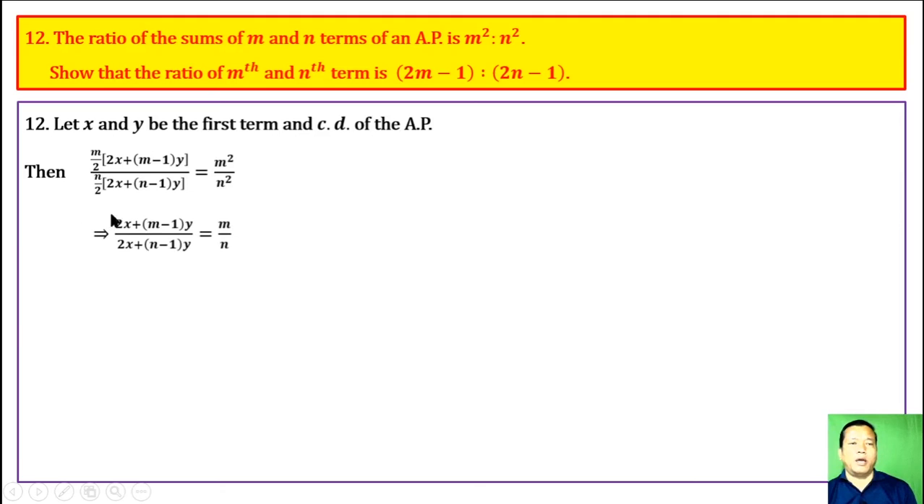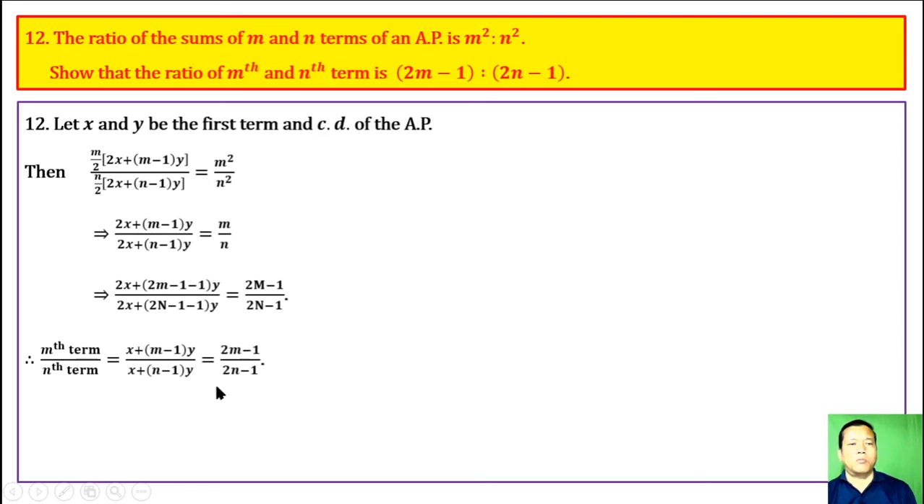Dividing by m, and after that we cancel 2. We get this, and simplify this. We get this. Therefore, the mth term divided by the nth term: the mth term is x plus (m minus 1) times y, the nth term is x plus (n minus 1) times y, whose value is found to be twice m minus 1 by twice n minus 1. Hence proved.